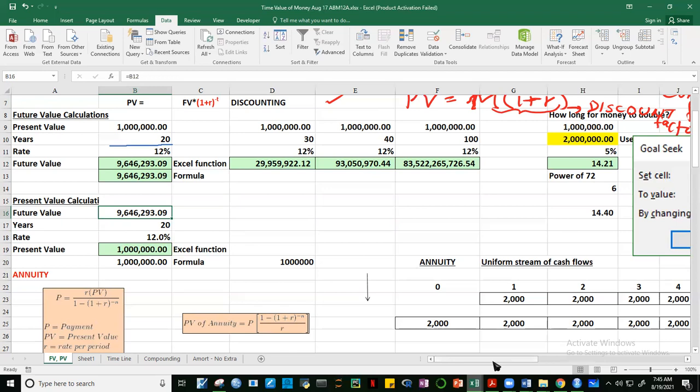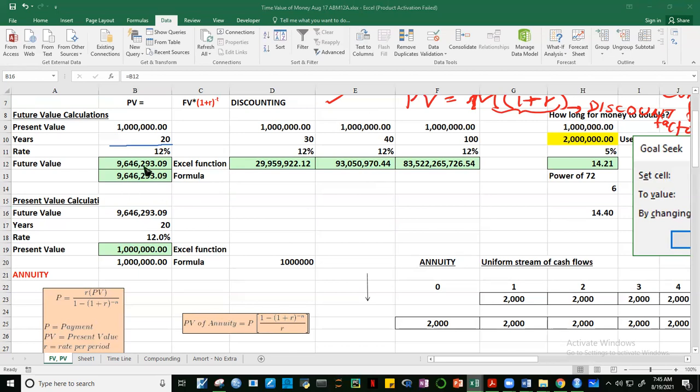Okay, and then we looked at, any questions so far guys? On the present value and future value. Please chat if it's clear so far. Okay, thank you. Thank you.